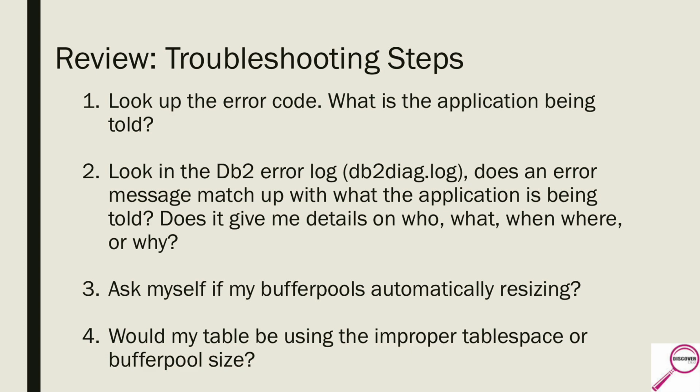Let's review real quick. I looked up the error code. We got it from the application. We know what should be the problem. We verified that that's what DB2 thinks the problem is. We went and looked and said, are we auto resizing? Am I hitting a cap? Nope, I'm fine there. And am I using the wrong table to table space to buffer pool? No, everything looks right there. And I know this doesn't sound like an exhaustive list of steps, but there's really only so much you can do.